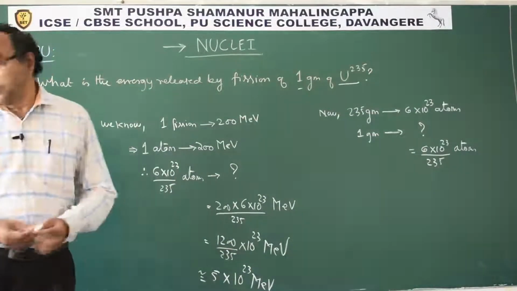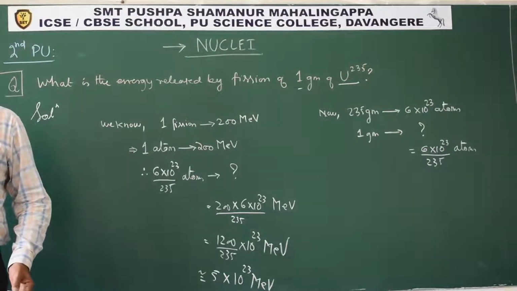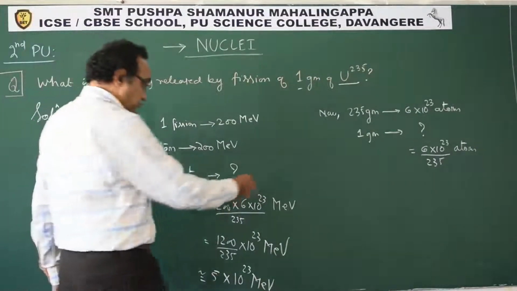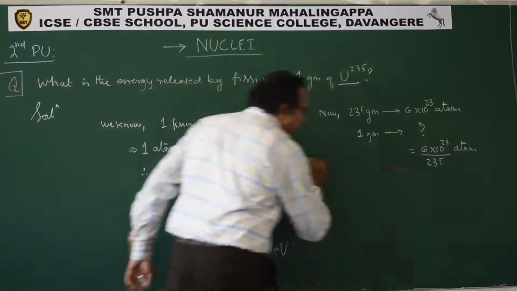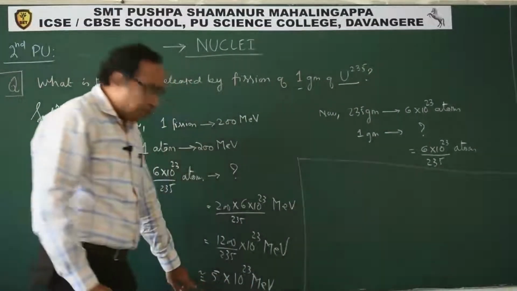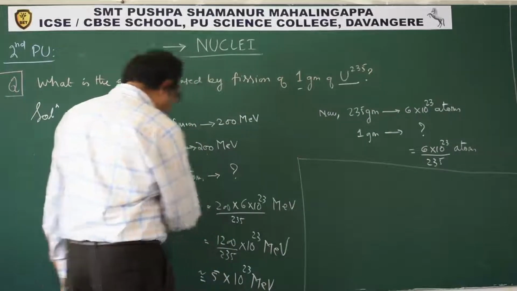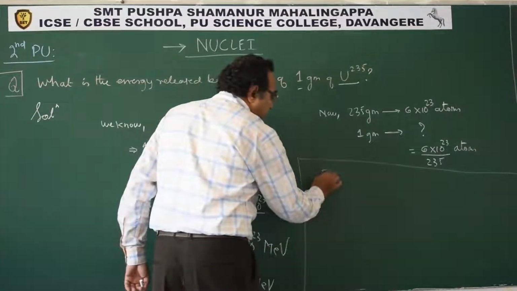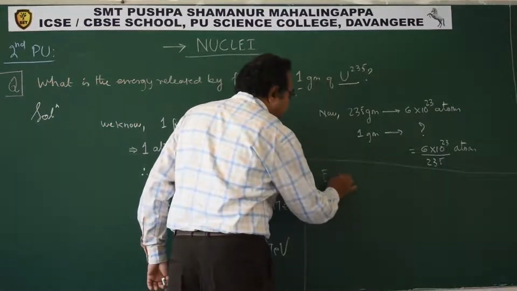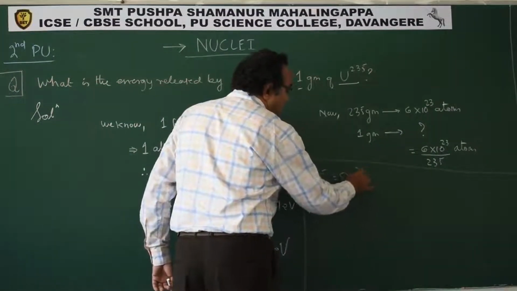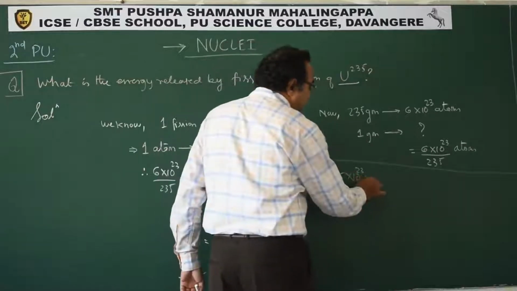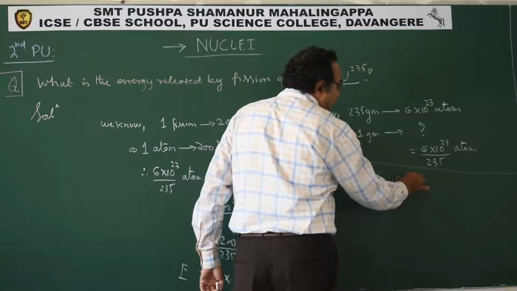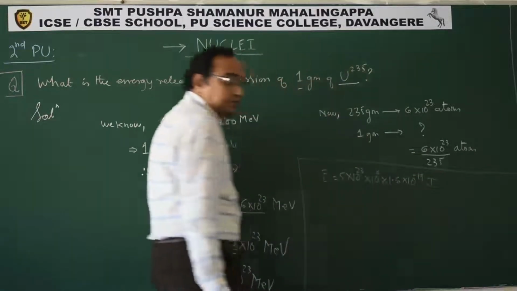Now in the question, they might ask you how many joules of energy? So we must know how to convert this. This is to be converted to joules. So we can say this is the energy released, E. Now see the conversion. E is equal to 5 into 10 power 23 million, million is 10 power 6, 1 electron volt is 1.6 into 10 power minus 19. This you will get in joules.